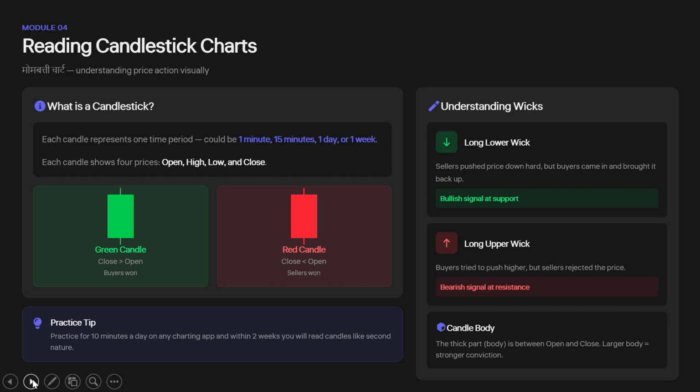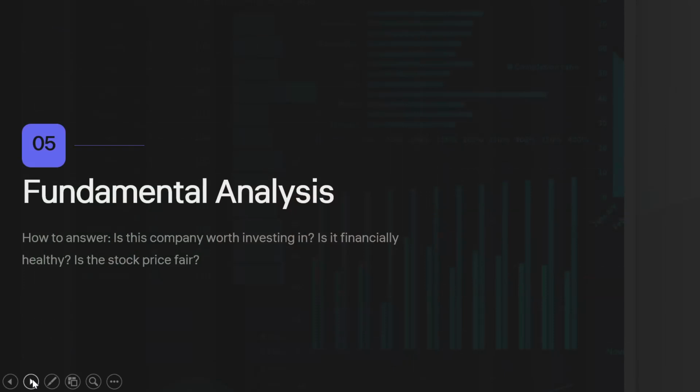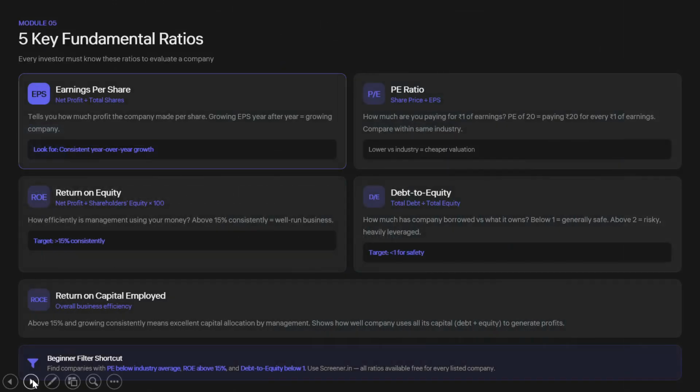Now that you can read the price, let us learn to value the business behind it. Module number 5 is Fundamental Analysis. This is how you answer the question: is this company worth investing in? Is it financially healthy? Is its stock price fair? Five key fundamental ratios. Fundamental analysis means studying a company's financials to decide if it is a good investment or not.